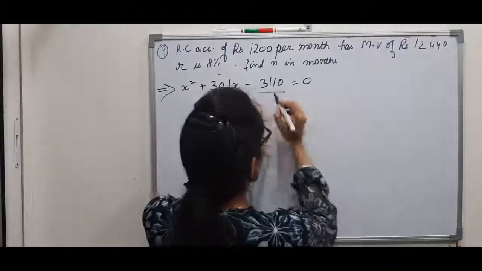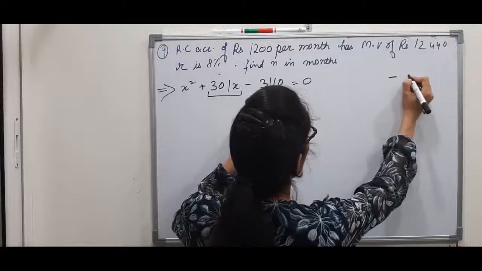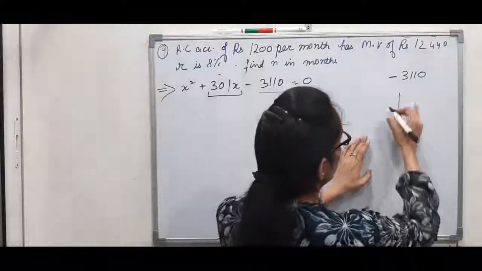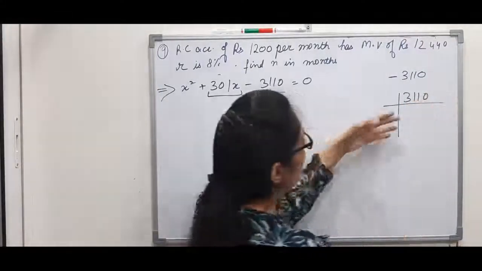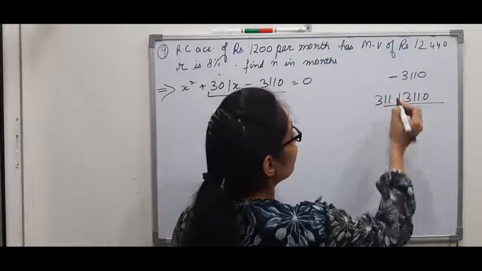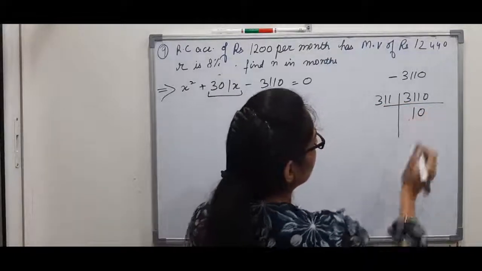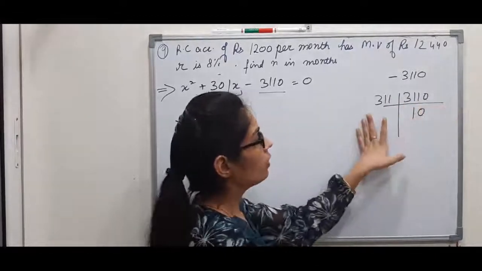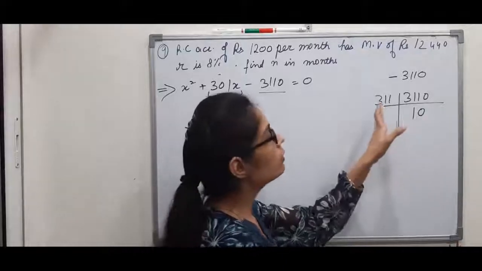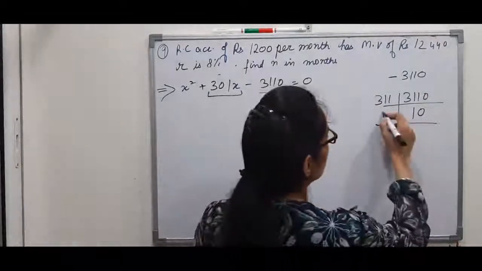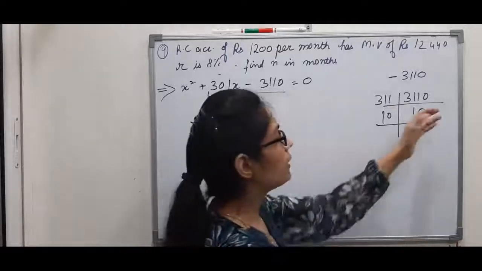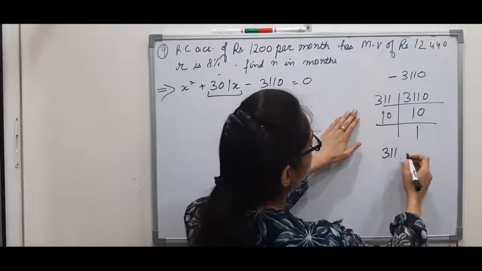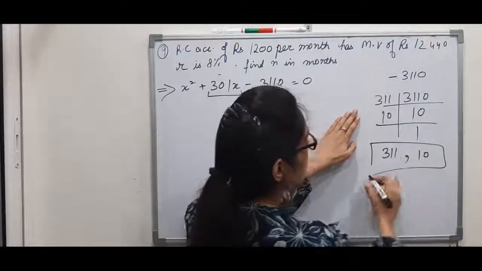First of all, the first step is to write the third term, which is minus 3110. Now we have to make factors of this term. I know 3110 is not in any other table, so I will write it as 311 into 10 is 3110. When 311 is multiplied with 10, it gives me this. So both the factors are 311 and 10.